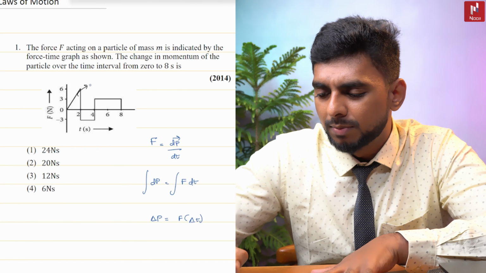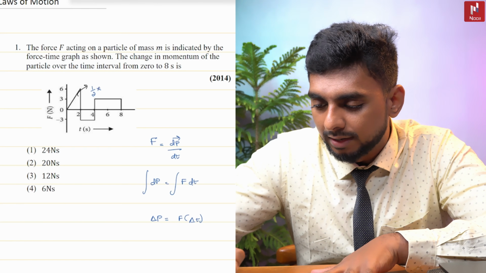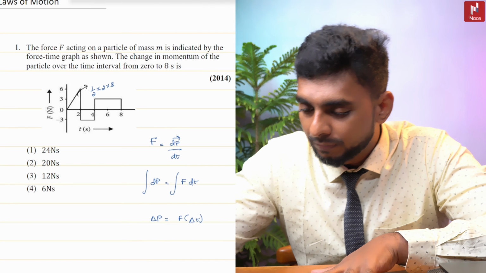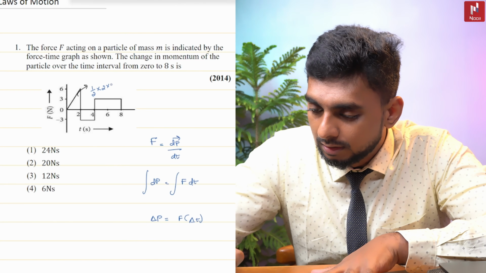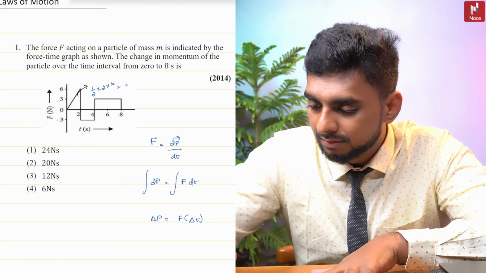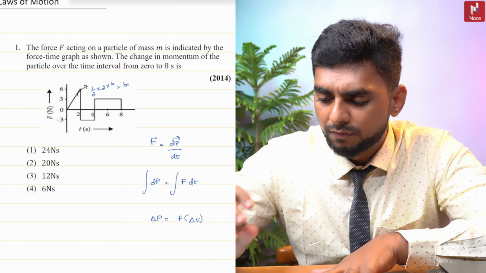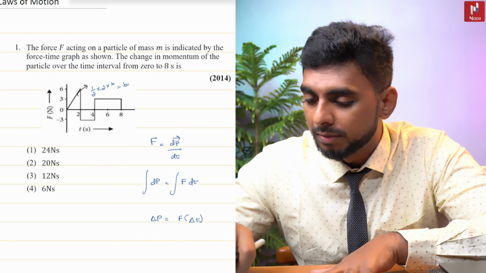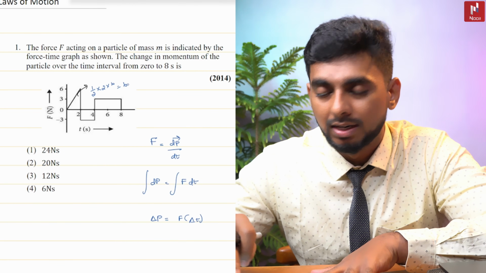So it should be half into base into height. So for the base you'll get 2, and the height will be 3. Got it? So it's 6. If I do the multiplication, you have 6. So from that triangle, I got the change in momentum to be 6 Newton meters. So the first triangle is done.